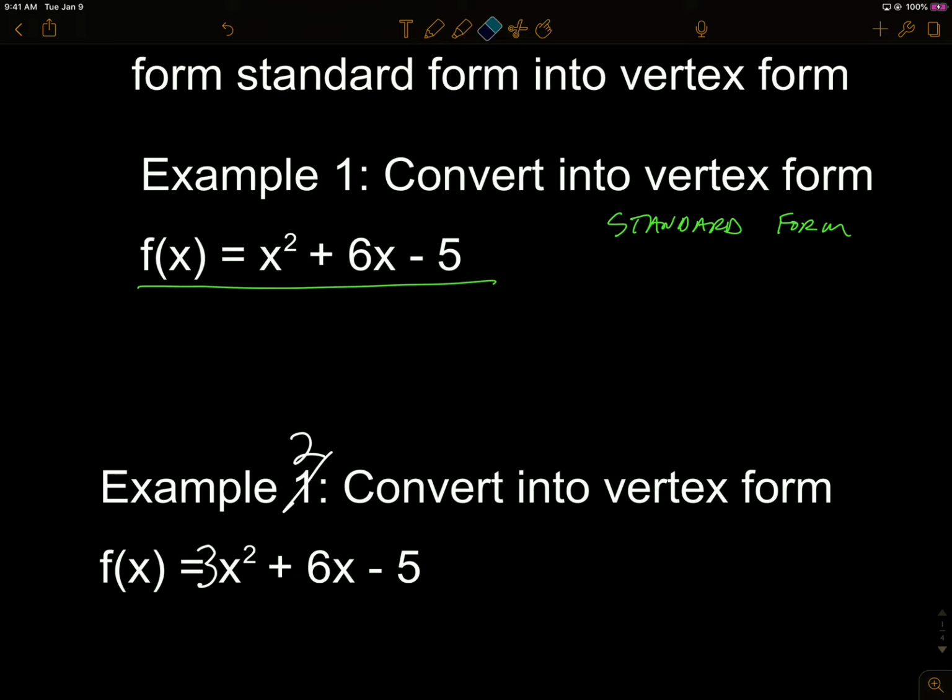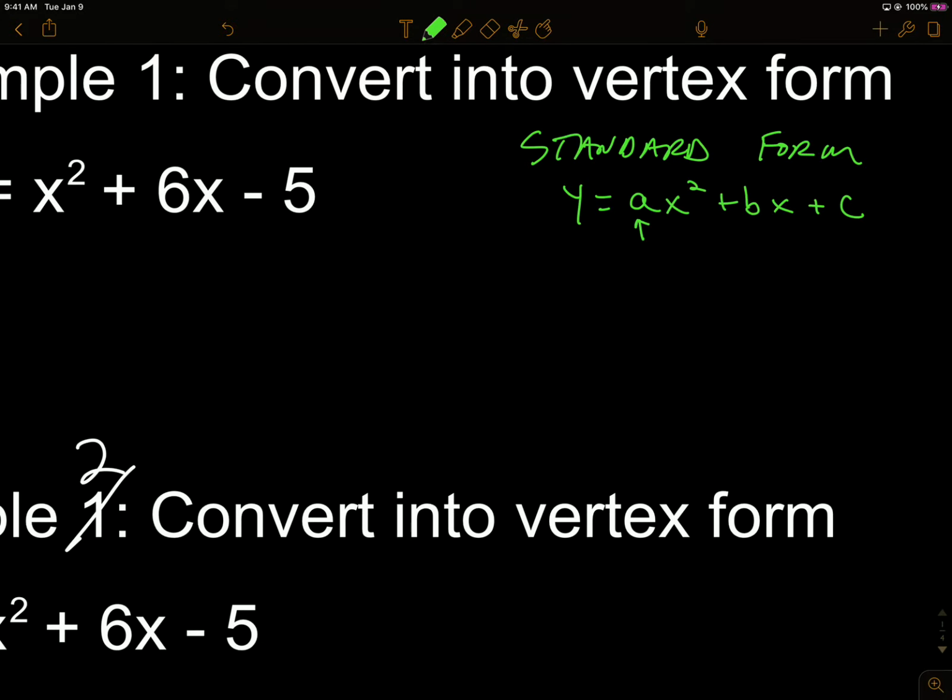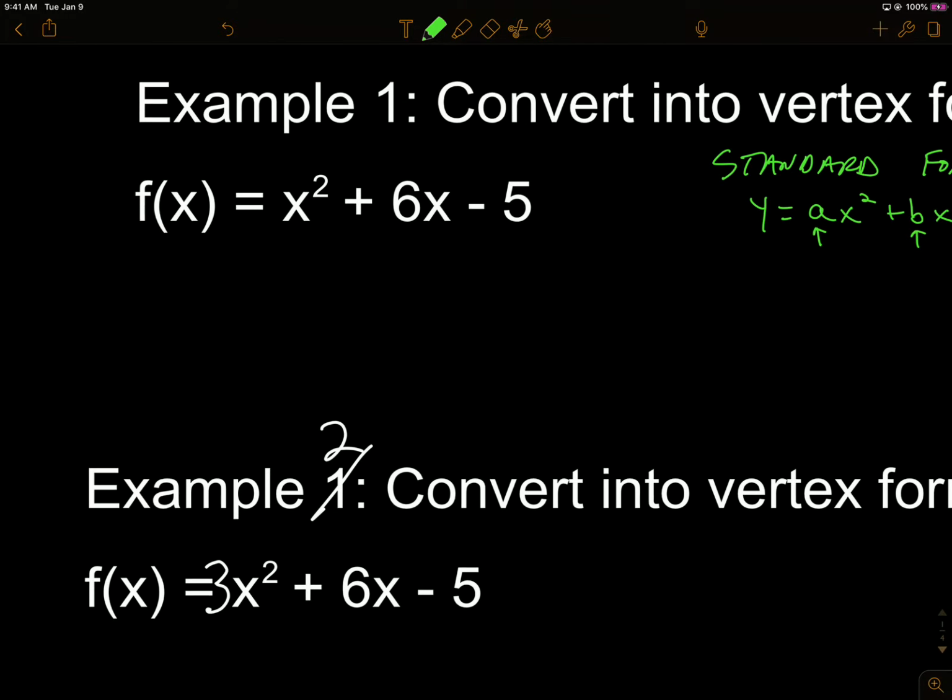So that's a new form we're introducing. Standard form is in the form ax squared plus bx plus c. So a is the coefficient of the x squared term. We call it the quadratic term. b is the coefficient of the x to the first term, or the linear term, and c is the constant term. So this is in that format.